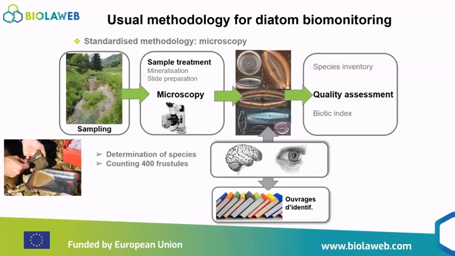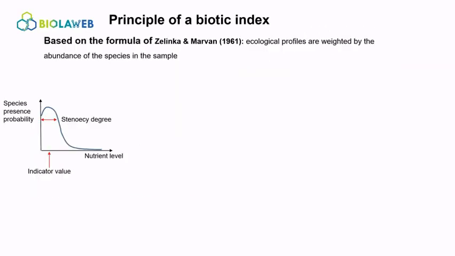And with the species inventory, we calculate a biotic index. This biotic index is a way to assess the quality of the environment, to assess the pollution of a river. What are the principles of a biotic index? Most of the biotic indices are based on the formula of Zelinka-Marvan. It's quite old, but it's still working very well. It's based on ecological profiles, which are weighted by the abundance of the species in a sample.